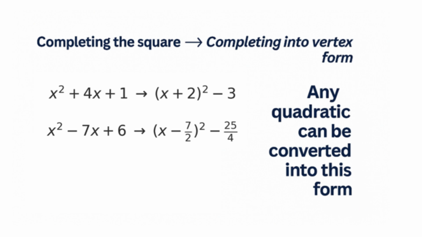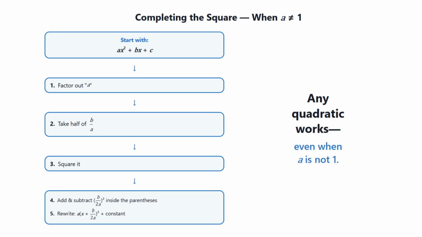On the SAT, this means you have a reliable tool that works in every situation. You never have to worry about whether a quadratic is too complicated to handle. Completing the square always works, and that consistency gives you tremendous confidence on test day. Now let's examine an important variation, cases where the coefficient of x squared is not equal to 1.